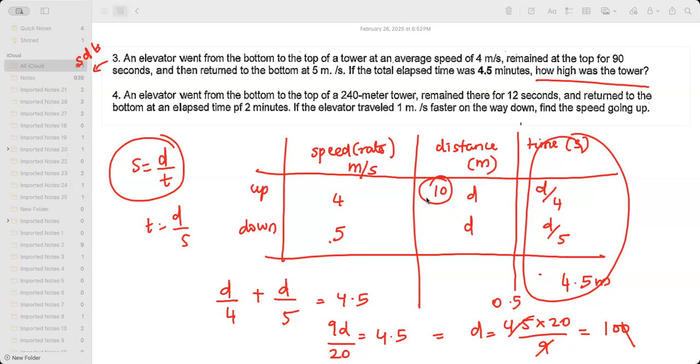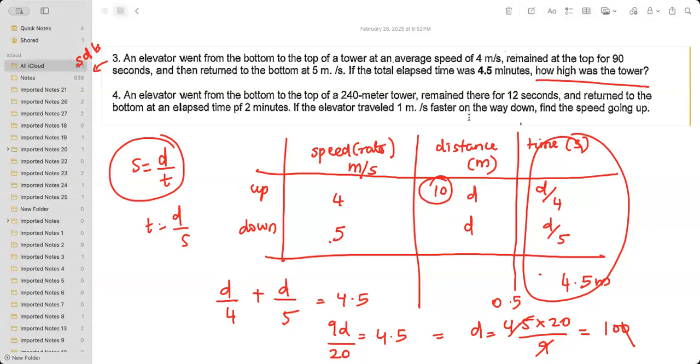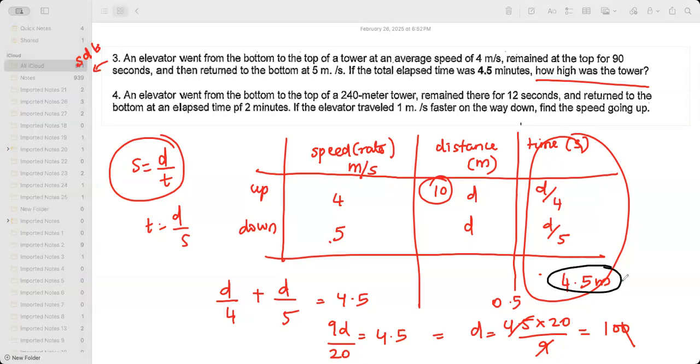Something feels wrong. Wait, we only have to find 4.5 minutes. Oh, 4.5 minutes. See, something felt wrong to me. I don't think this is the answer. See here, we made a mistake. Shouldn't it be 20? Which one? 20 is the height of the tower.